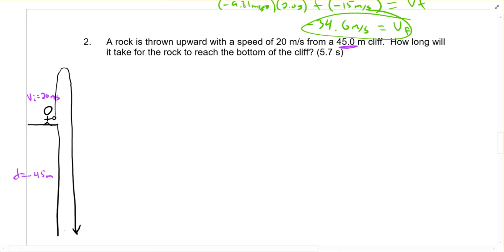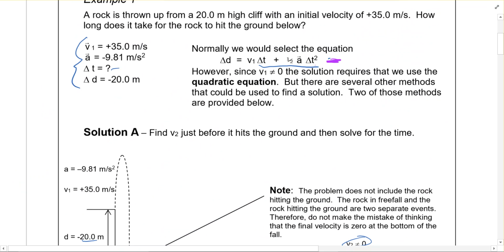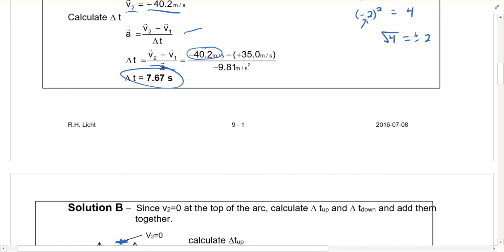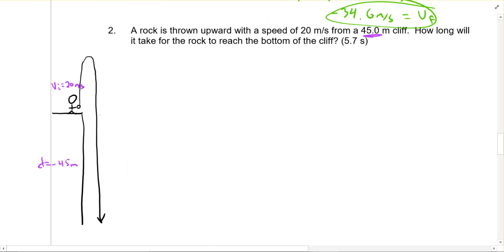The problem is if we use our formula from up here, we've got to solve for t, with a t squared and a t, and you need the quadratic equation for that. So we can't really do that one. The other thing I didn't write down is that we also know the same thing we always know: A is equal to negative 9.81 meters per second squared. And we're looking for t.